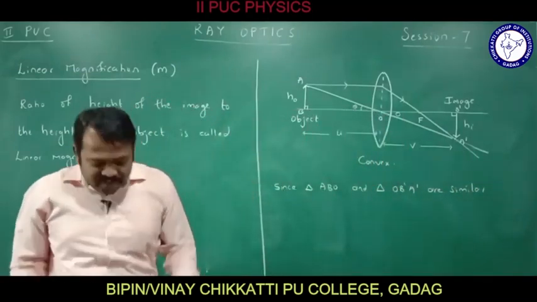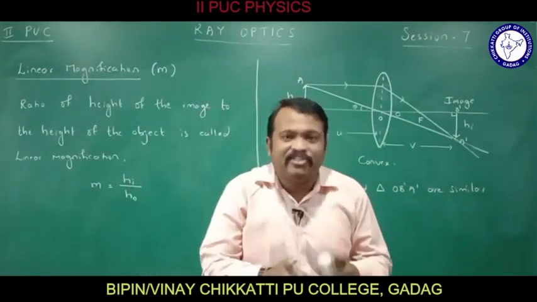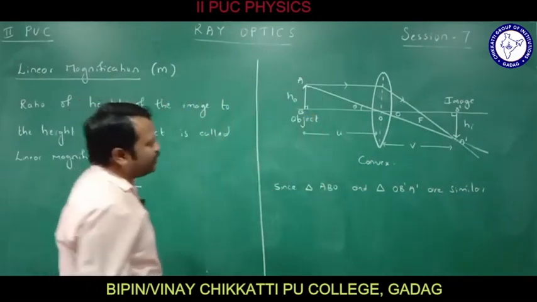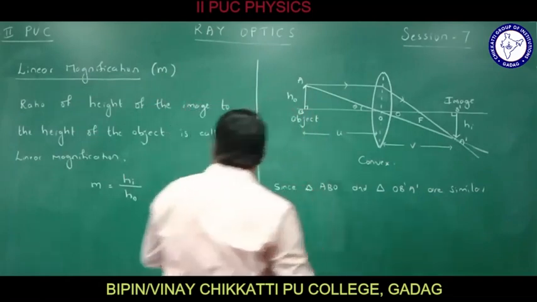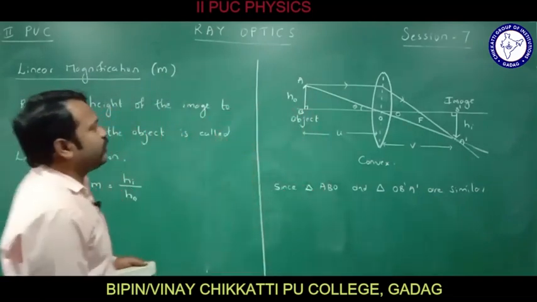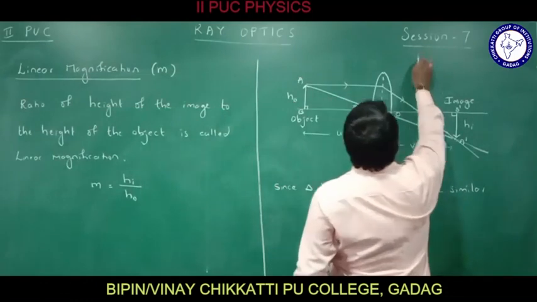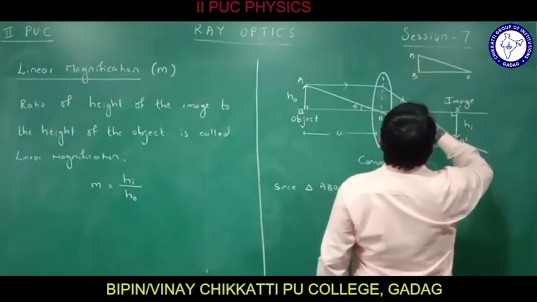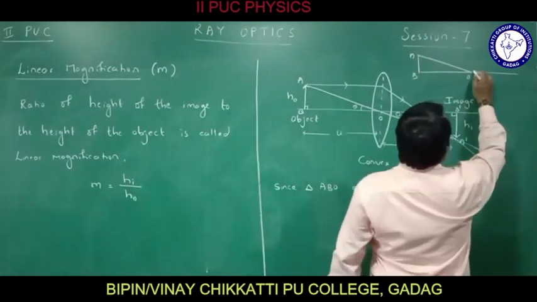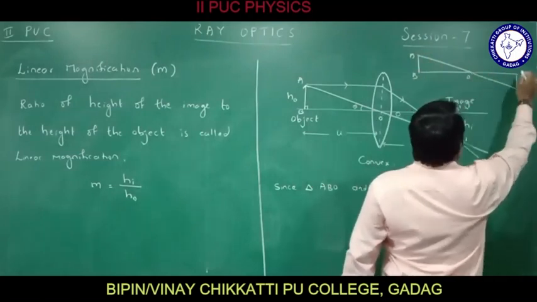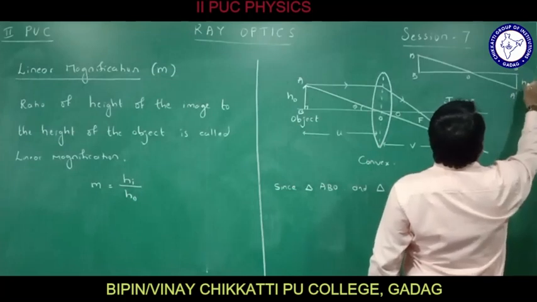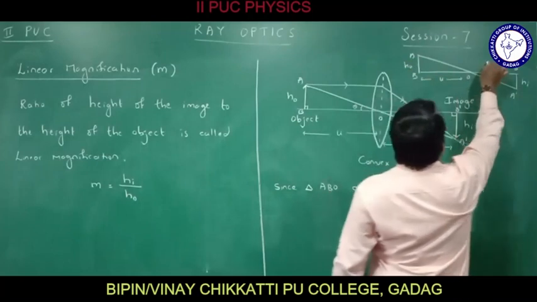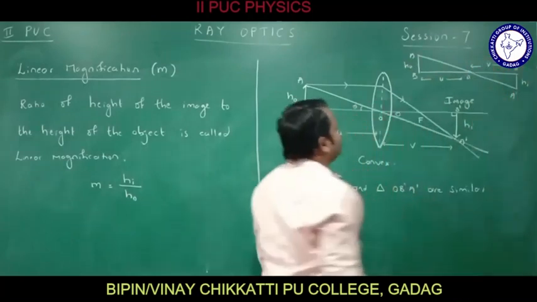We know that if two triangles are similar, then the ratios of the corresponding sides are equal. So remember, I took two triangles here. The first triangle is ABO, and another triangle like this, B'A'. This is the height of the image, this is the height of the object, this is the object distance, and this is the image distance.